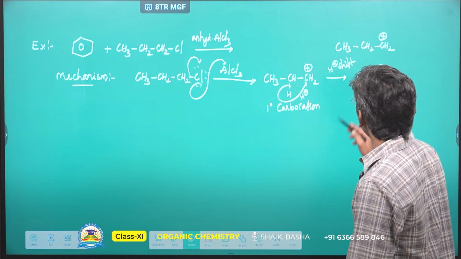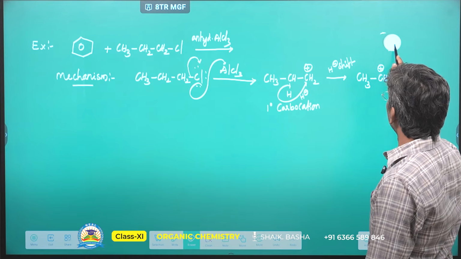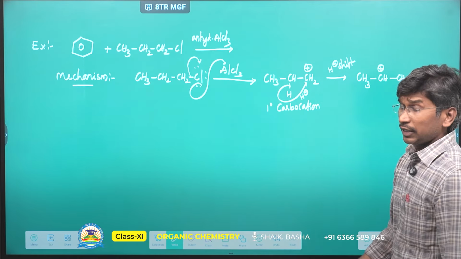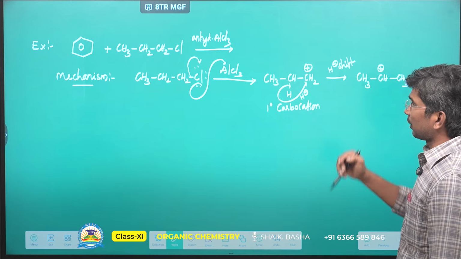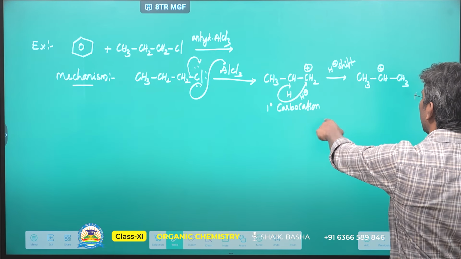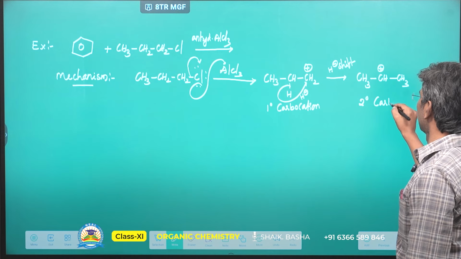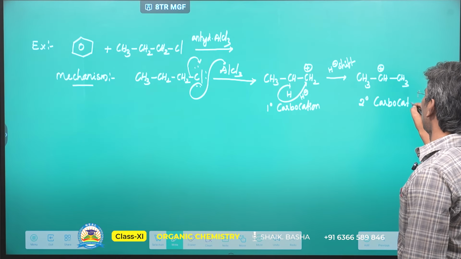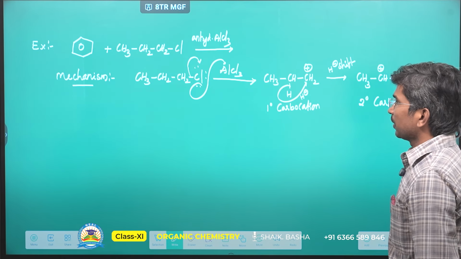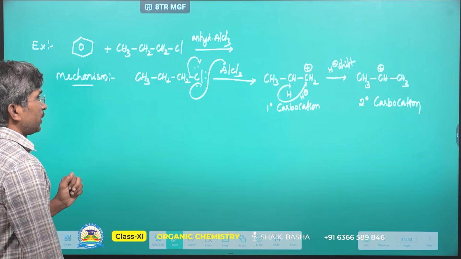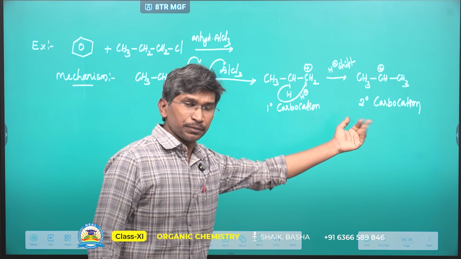So, what type of carbocation is formed here? Secondary carbocation is formed. In this case, only two types of carbocations are possible. One is the primary carbocation, another one is the secondary carbocation. Out of these two carbocations, which is more stable? Secondary carbocation is more stable. So that's the reason this is a stable electrophile.